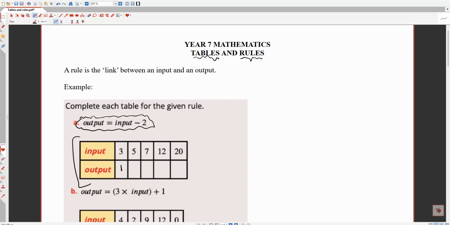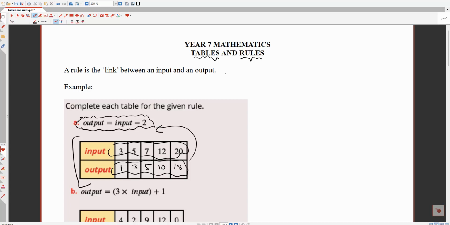Now we'll do 5. So we're going to do 5 as the input. 5 remove 2 is 3. If 7 is the input, 7 take away 2 is 5. Okay, and if the input is 12, 12 take away 2 is 10. Finally, if the input is 20, 20 take away 2 is 18. So if these are the input numbers, these will be the output numbers for this rule here.